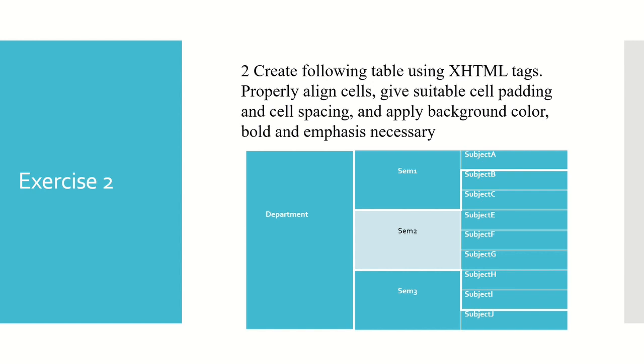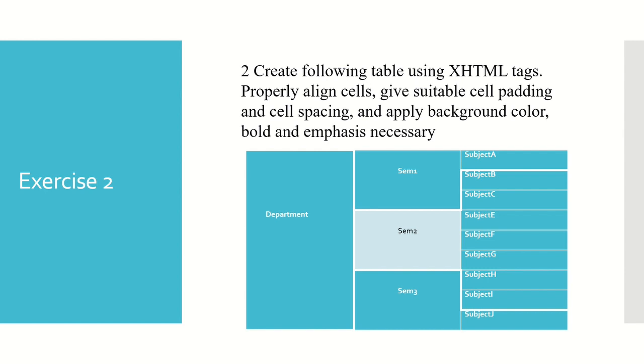In today's session we will be dealing with exercise 2, where we create a tabular structure that is shown on the screen using XHTML tags. Once we design the table, we are going to use various styling properties such as aligning of the cells, providing suitable cell padding and cell spacing, applying some background color, and making the text bold and emphasized wherever it is necessary.